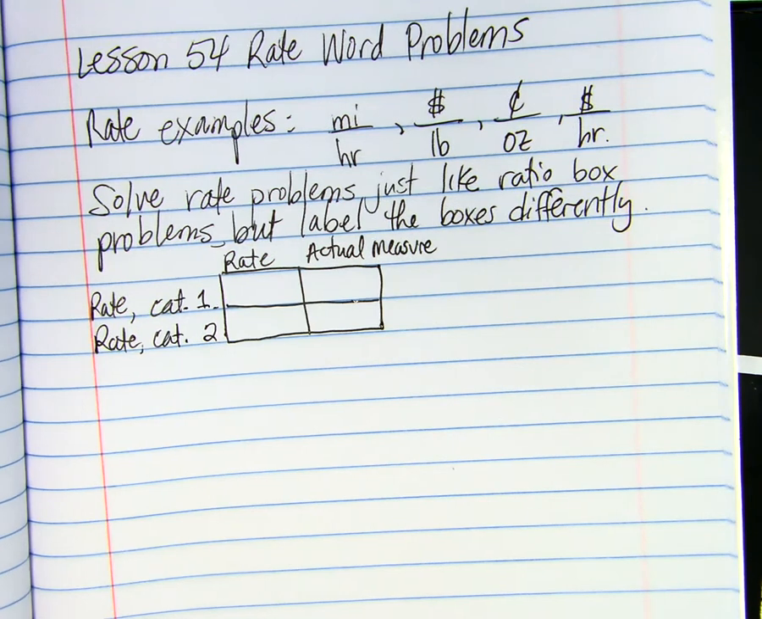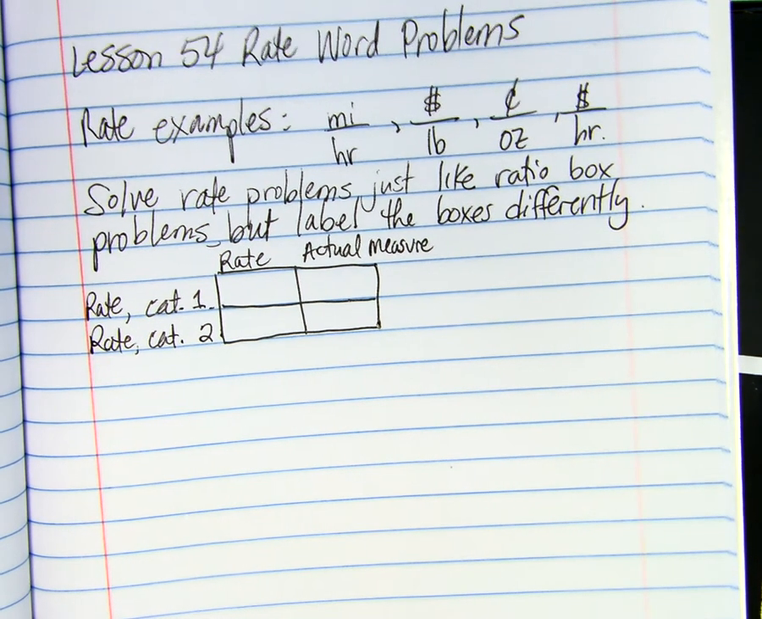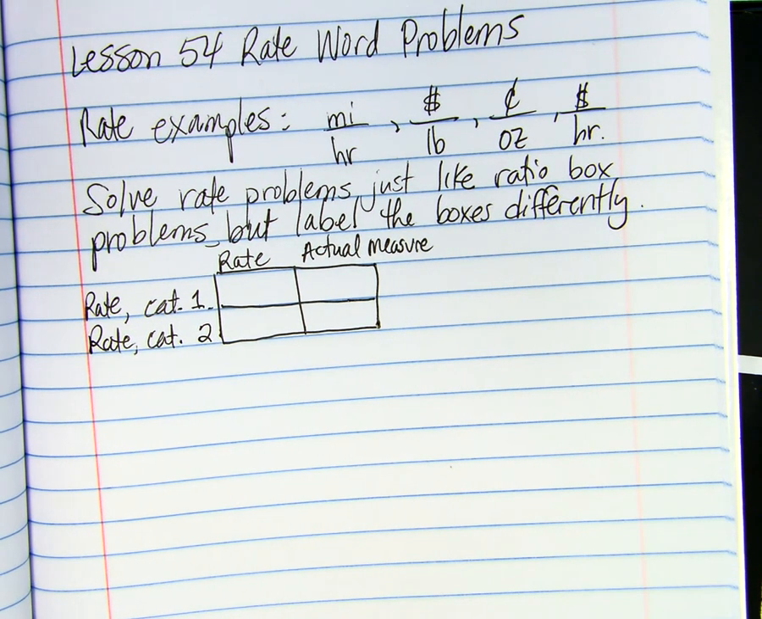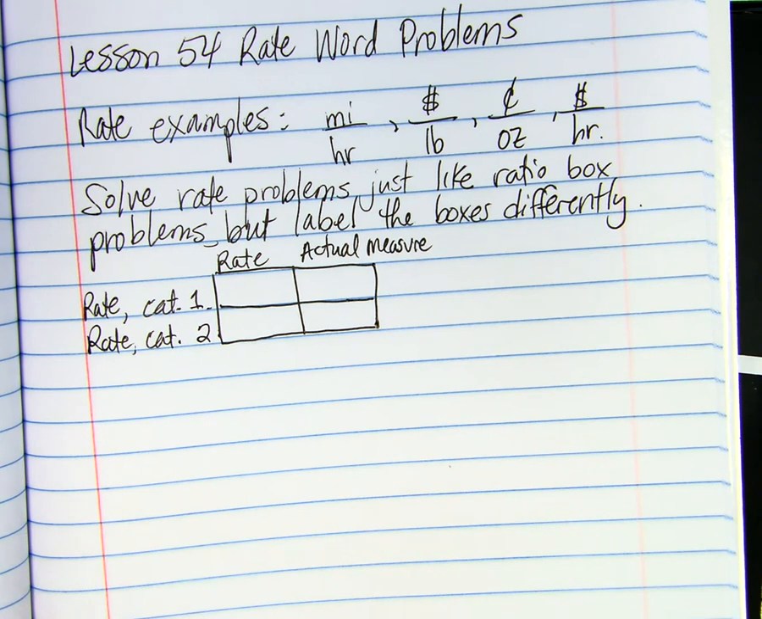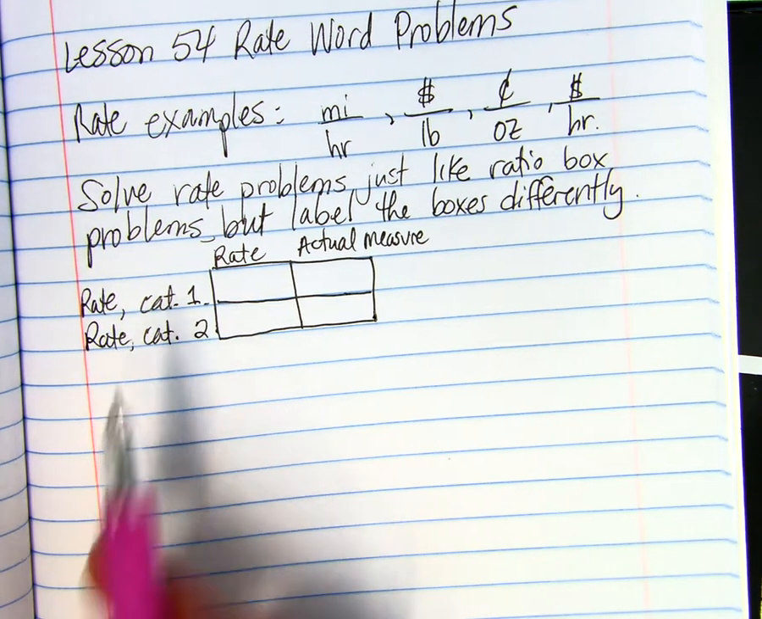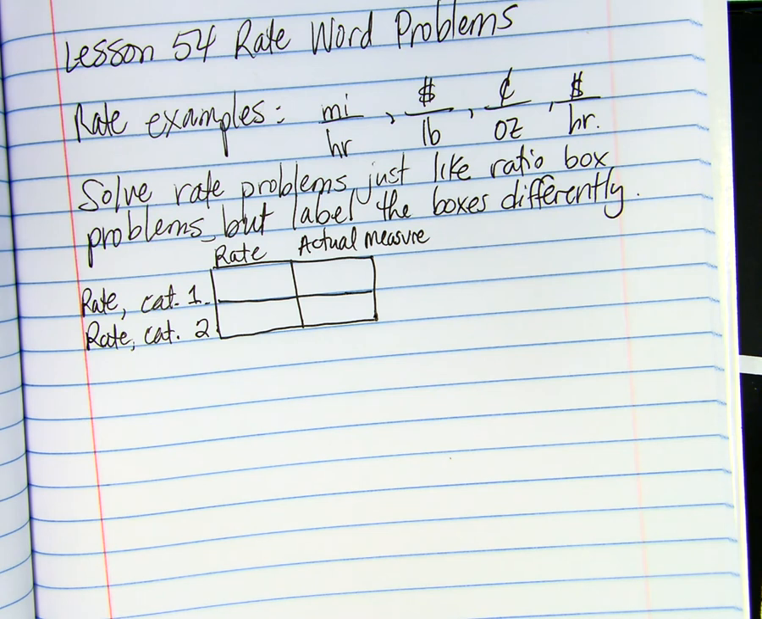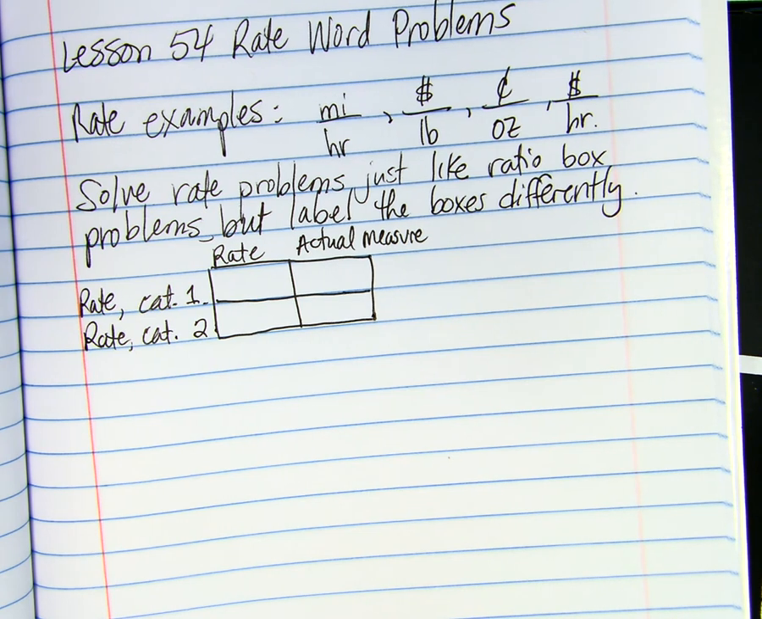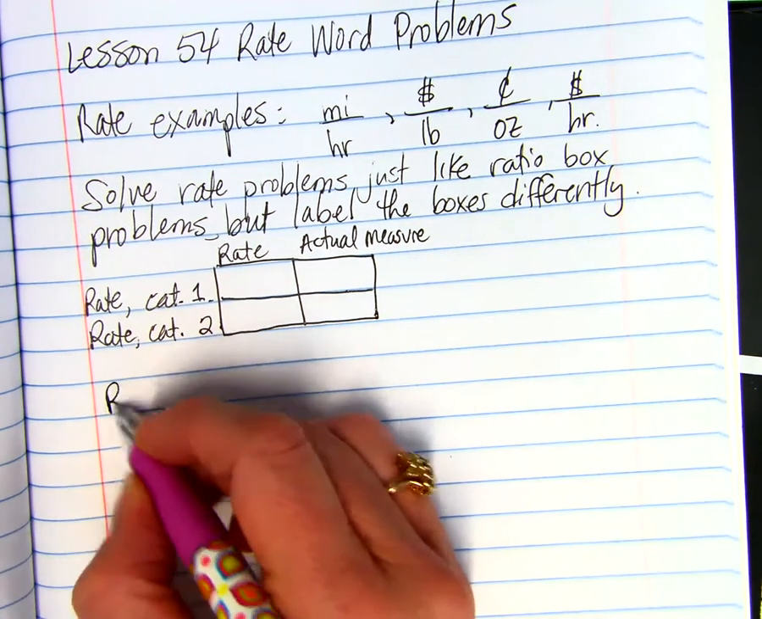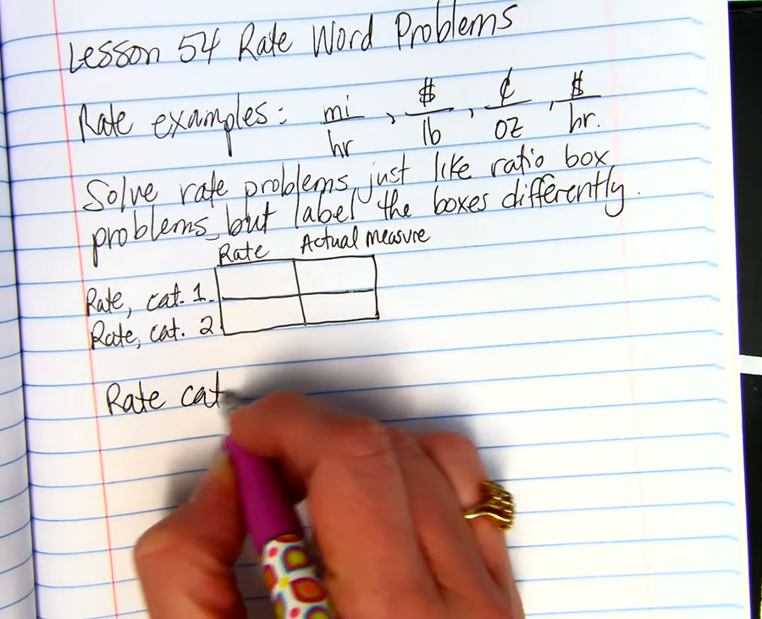Cat, but it's really category. Okay. You rate categories. So the categories here may be miles, gallons, hours, etc. So your rate categories.